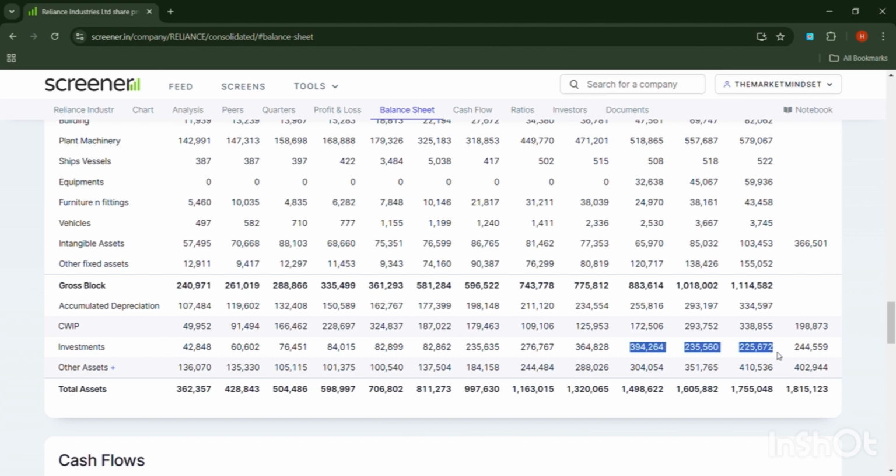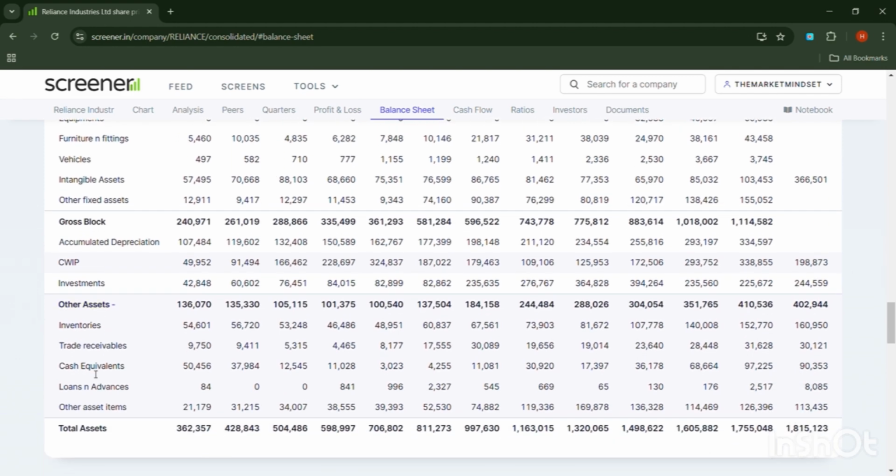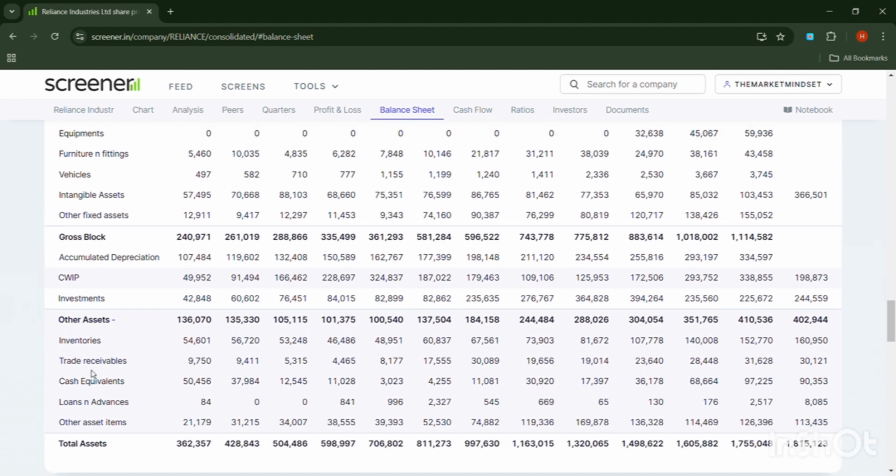Next comes the other assets. Other assets in the balance sheet are miscellaneous assets that don't fit into the primary category of fixed assets. When you click on other assets, it is further bifurcated into inventories, trade receivables, cash equivalents, loans and advances, and other asset items. So first, let's talk about the inventories.